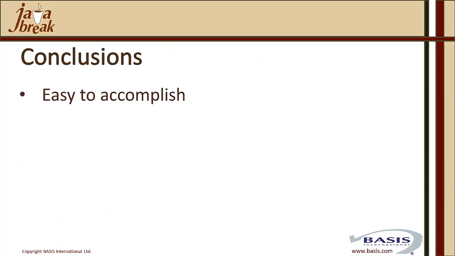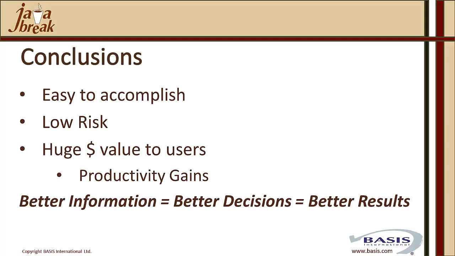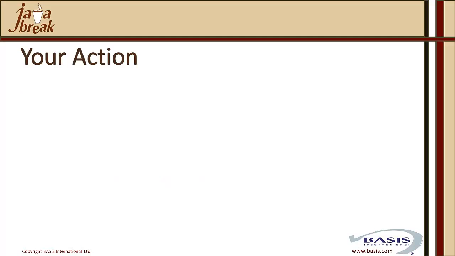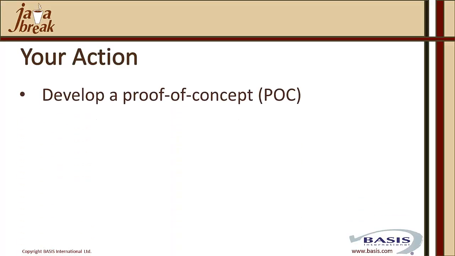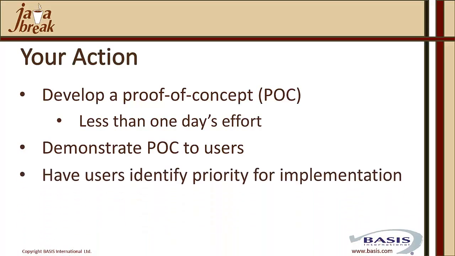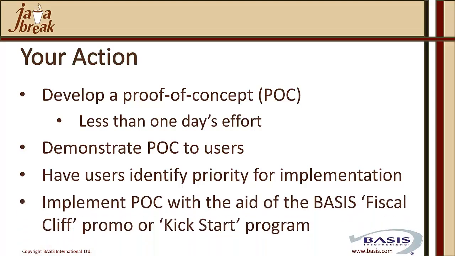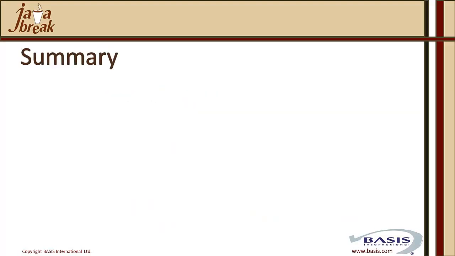Let's look at our conclusions. I'm sure you'll agree that it was easy to accomplish our task today. Very low risk, very little change to our existing application, huge dollar value saving to the users, productivity gains, better information equals better decisions, which equals better business results. So what are your next action steps? We suggest you develop a proof of concept, probably less than 1 day's effort, demonstrate that proof of concept to your users, have those selected users identify the priority for implementation, and implement that proof of concept with the aid of the Basis Fiscal Cliff promo or Kickstart program.